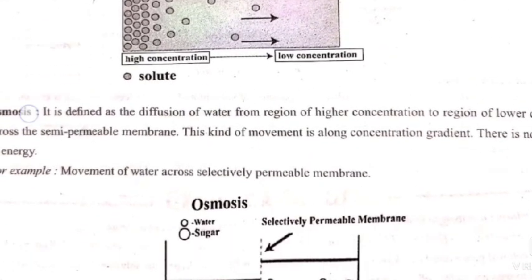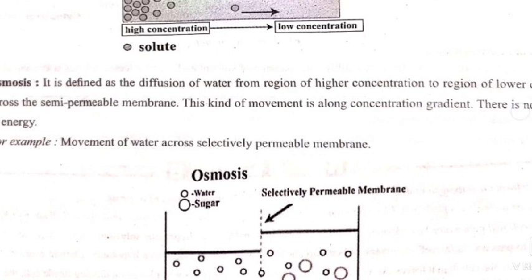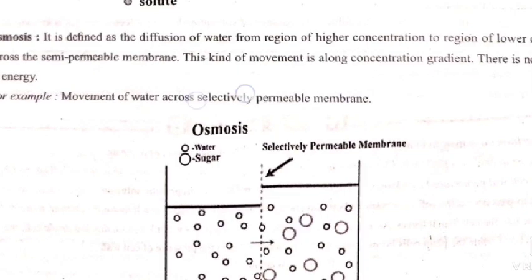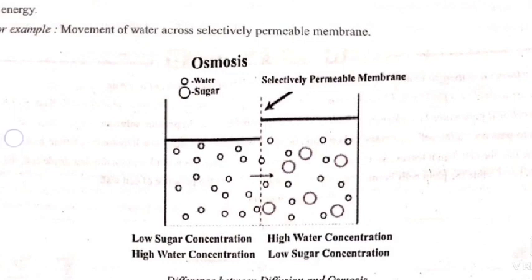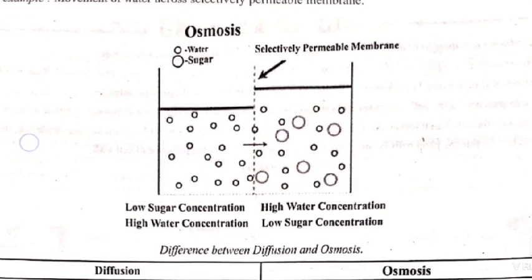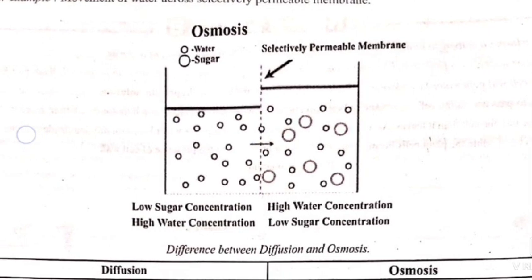Osmosis. It is defined as the diffusion of water from a region of higher concentration to a region of lower concentration across a semi-permeable membrane. This kind of movement is also along the concentration gradient. There is no expenditure of energy. For example, movement of water across selectively permeable membranes, such as between a low concentration sugar solution and a high concentration sugar solution. Just see the pictures of the transport across the selectively permeable membrane.